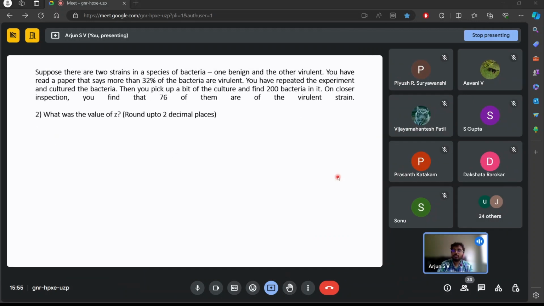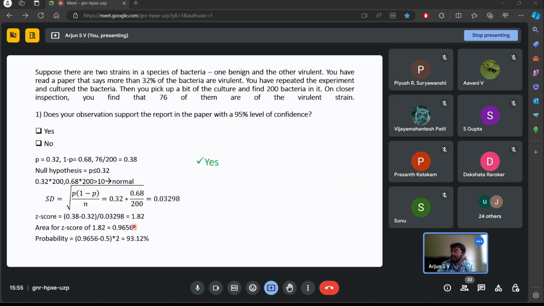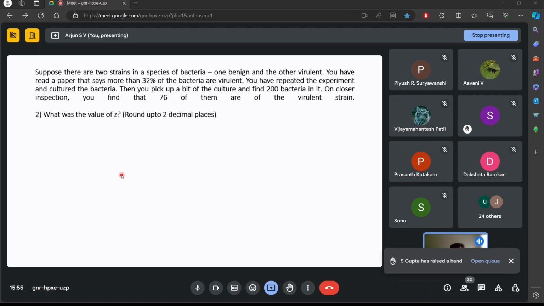Yes. So we'll go on to the next question. Same question, we already calculated the Z score for this as well, 1.82. So the next question's answer: what is the value of Z? So Z score will be 1.82. Gupta, you can go ahead.